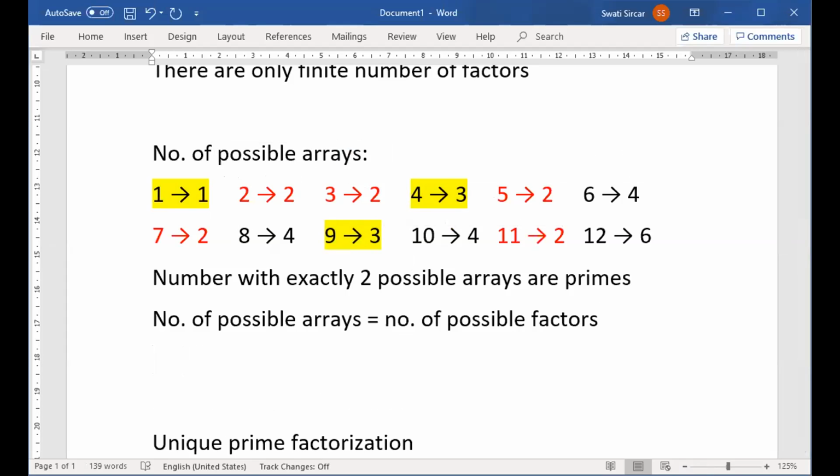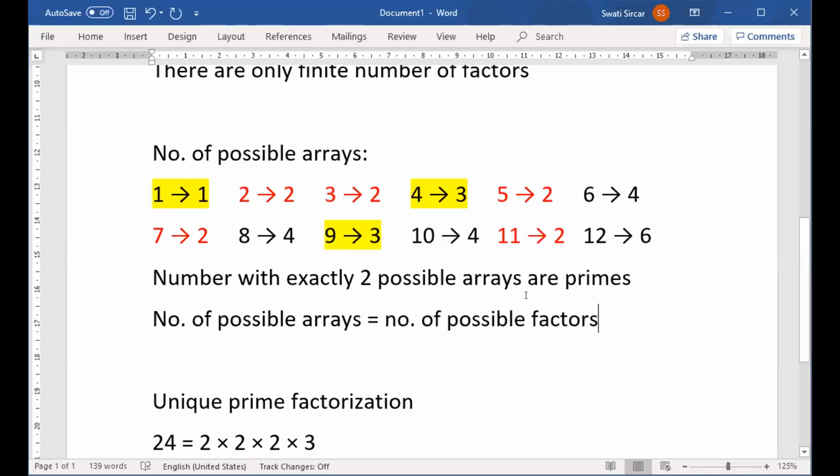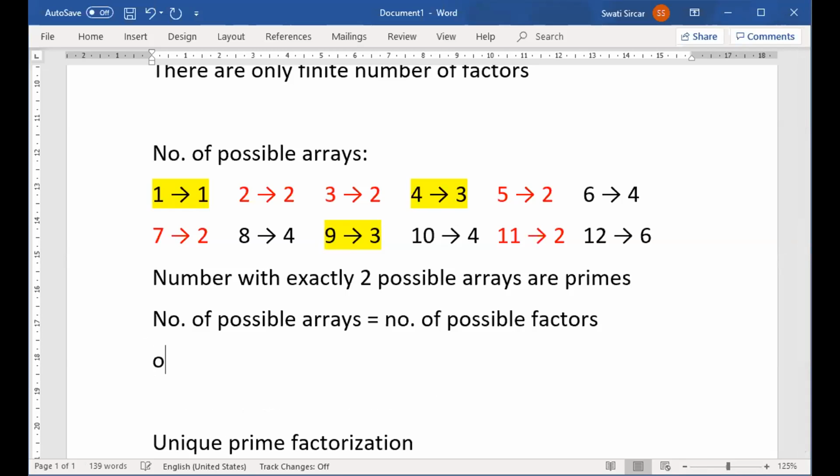There are 2 ways of going about it. One is very straightforward. Another, you utilize prime factorization and so on. It is quite powerful. Also, there is a link between the prime factorization and this number of possible arrays, etc. So we can get into that later. But for now, this is also kind of interesting.